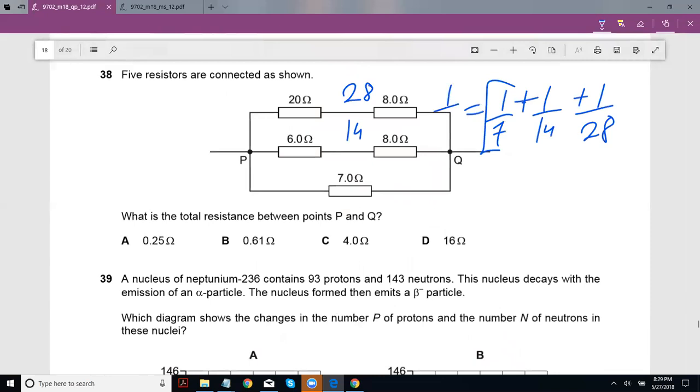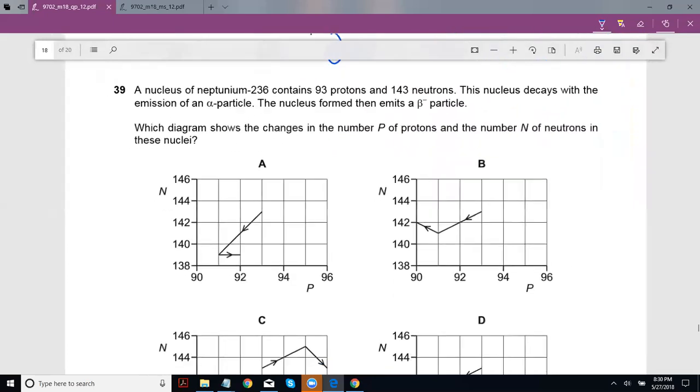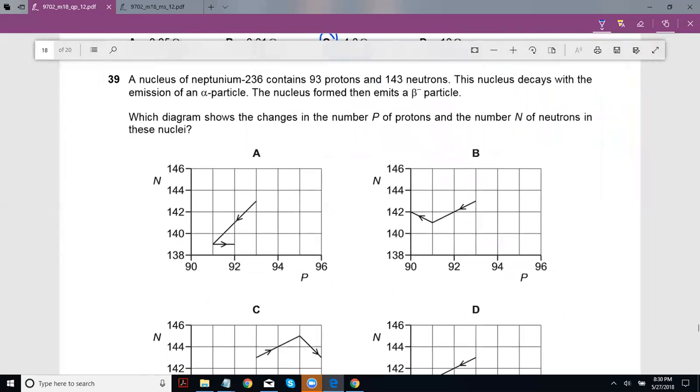You either write this as equal to 1 upon resistance, or if you want to write resistance, you just take the inverse of the entire thing, which would be 4 ohms. Okay. So a nucleus of neptunium, 236?